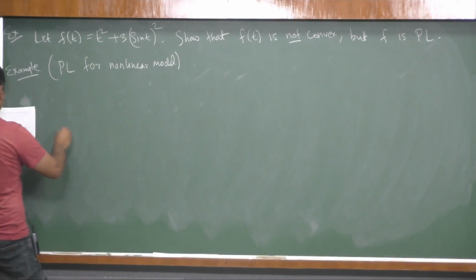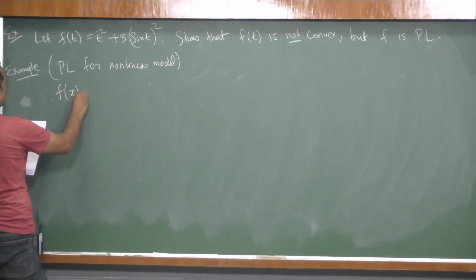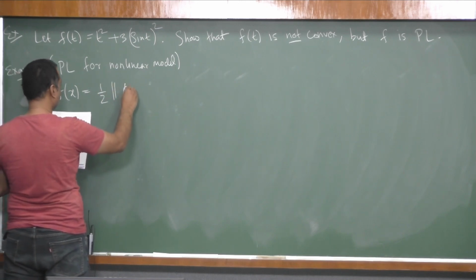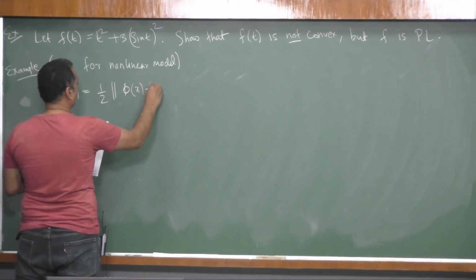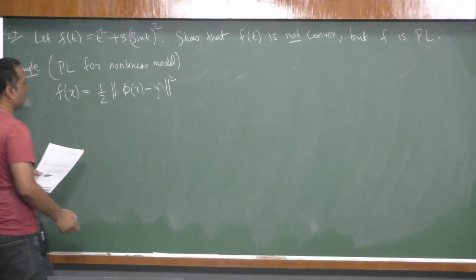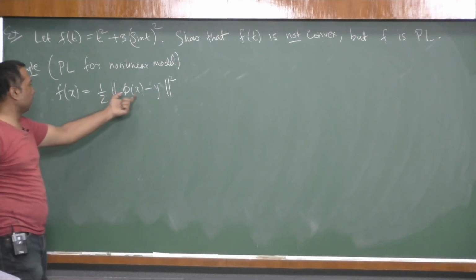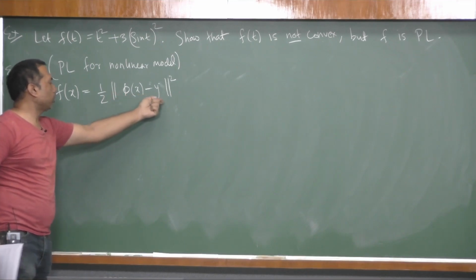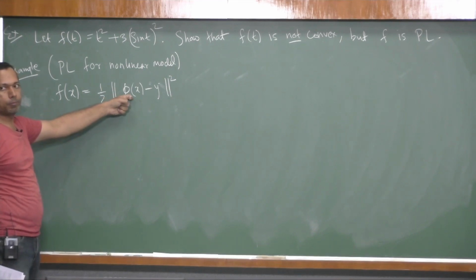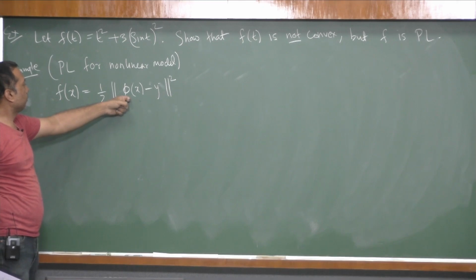So let us define a loss. We call it f(x), and this is L2 loss: phi of x minus y, whole squared. So this could be your, let's say, hypothesis phi(x), and y is the label you have, and you want to minimize this, and phi here is a nonlinear function.